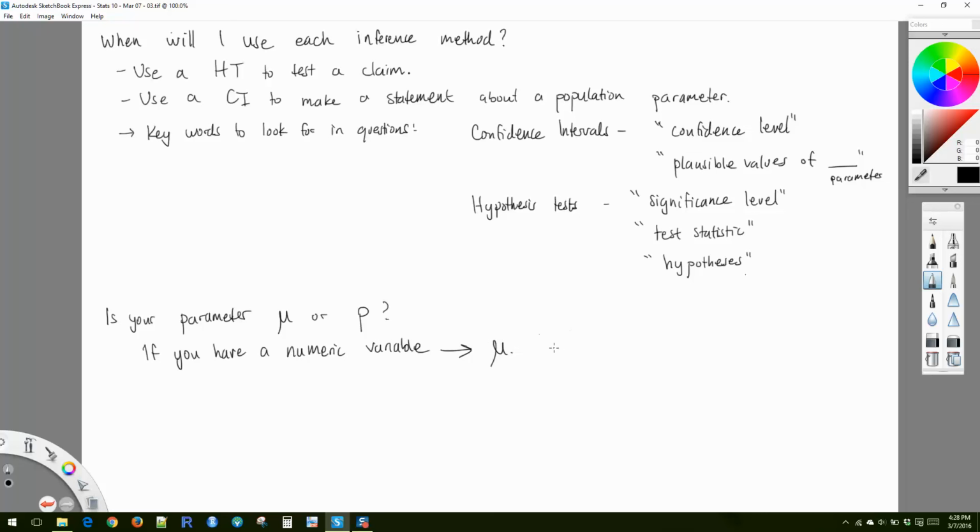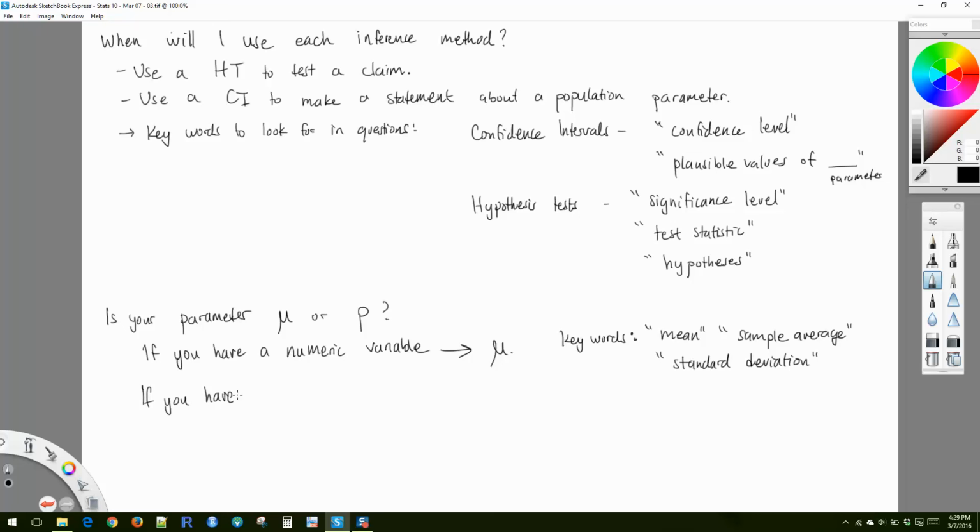So keywords somewhere in the problem, you'll see things like a mean or sample average. And if you see something about a sample standard deviation, those are all indicators that you're dealing with a numeric variable. So if the problem description talks about your data having this average or this mean, and it has this standard deviation, those are very strong indicators that you're dealing with a mean.